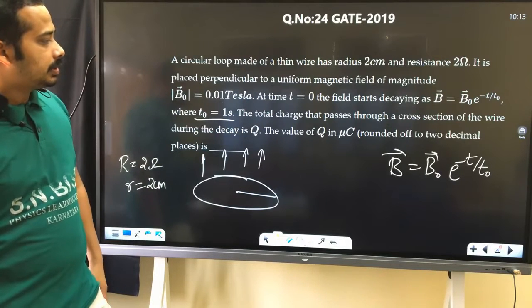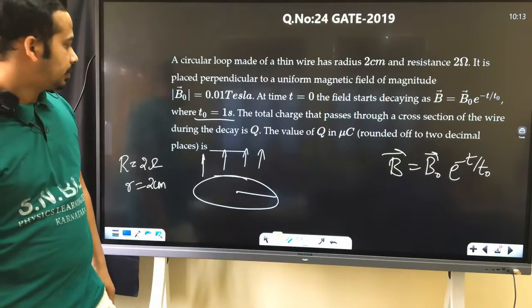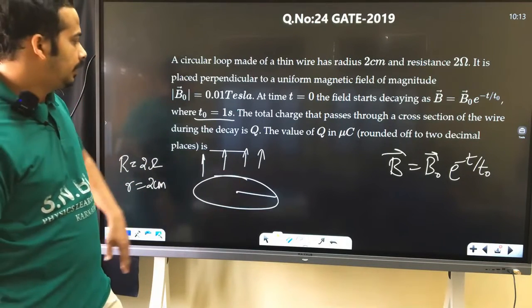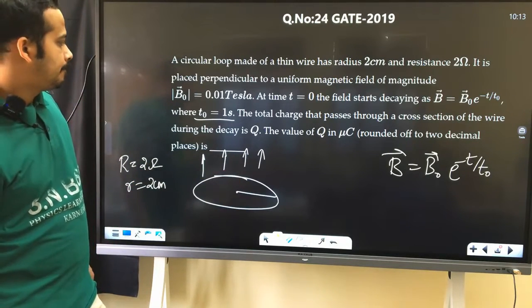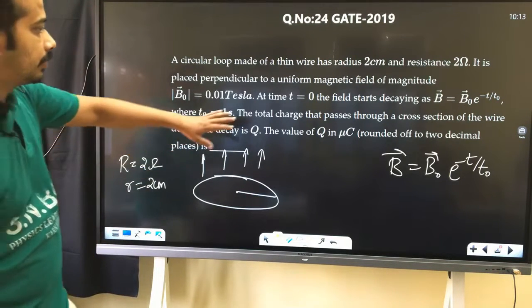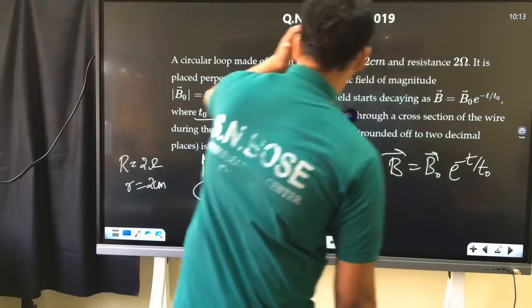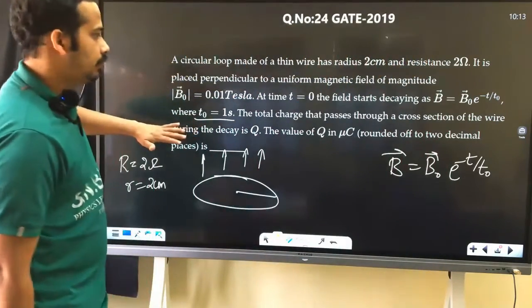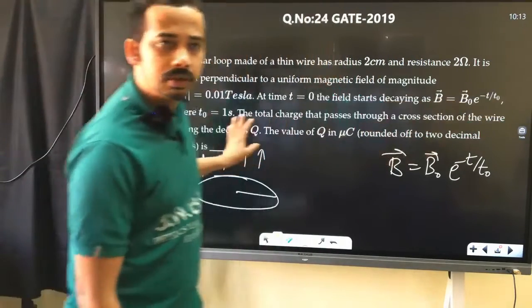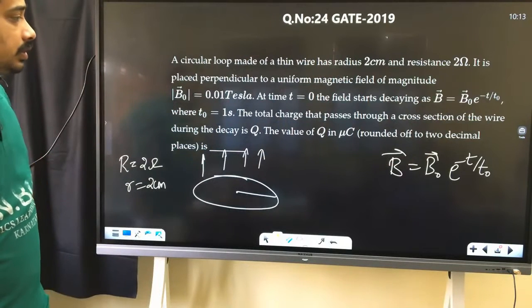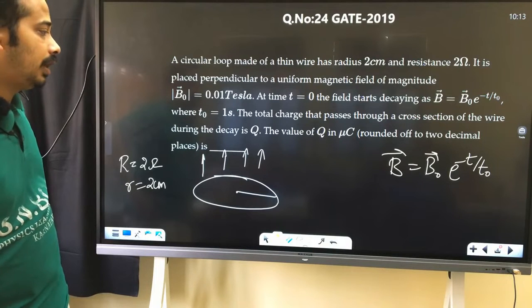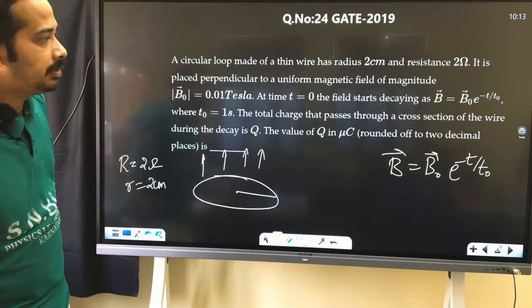The total charge that passes through a cross section of the wire during the decay is Q. Wait, I read wrong. The field starts decaying as B naught e power minus t by t naught, where t naught is equal to 1 second. He has given the t naught value. This value, it's not like that. The total charge that passed through a cross section of the wire during the decay is Q. The value of Q is... I mean, look here.